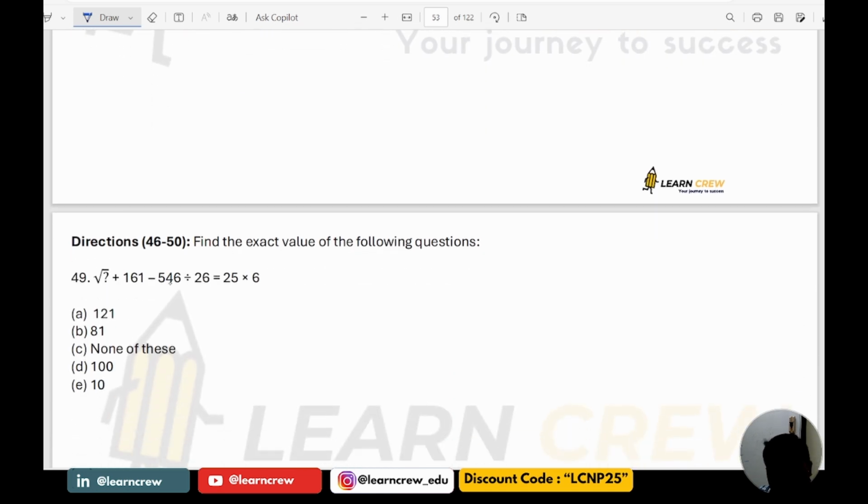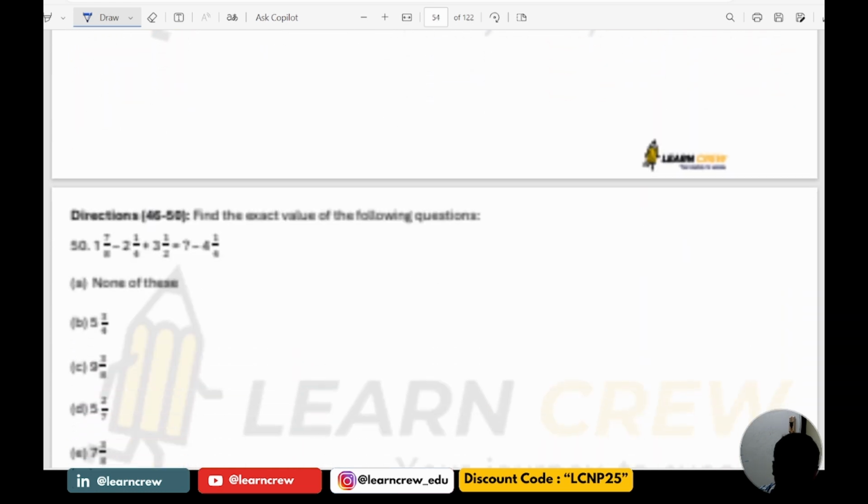26. How many times? 26, 21 times. It is 21. Okay. 161 minus 21 is 140. 150 minus 140 is 10. So it is 100. Square root of 100 is 10. So the answer is 100.